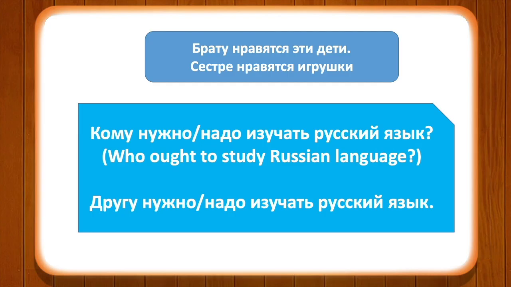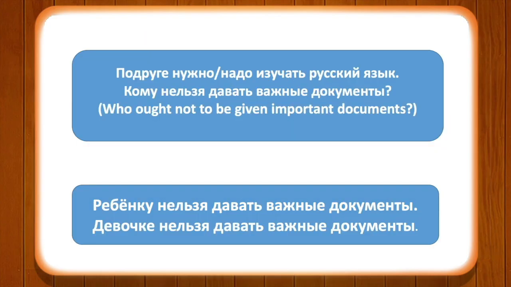Now let's go ahead and pay attention to a few more examples. Подруге нужно или надо изучать русский язык. Кому нельзя давать важные документы? Who ought not to be given important documents? Ребенку нельзя давать важные документы. Девочке нельзя давать важные документы. So like this you change the subject as per the rules of the grammar for the dative case and change the ending of these nouns.